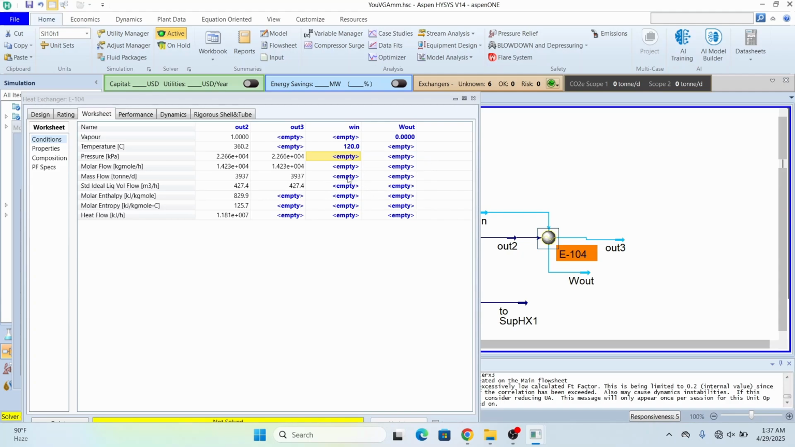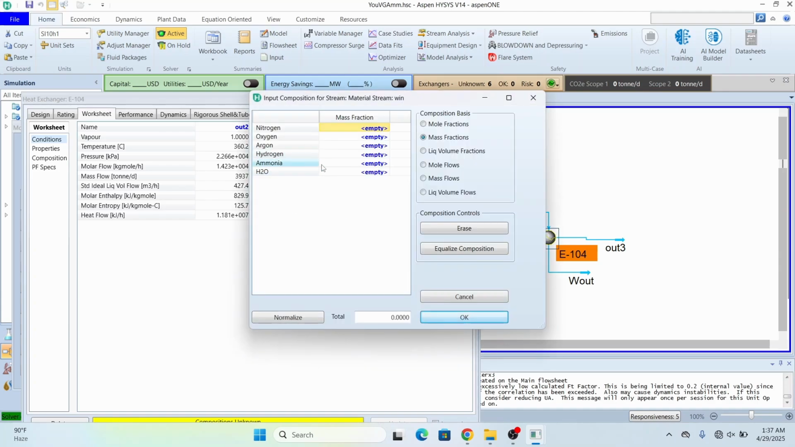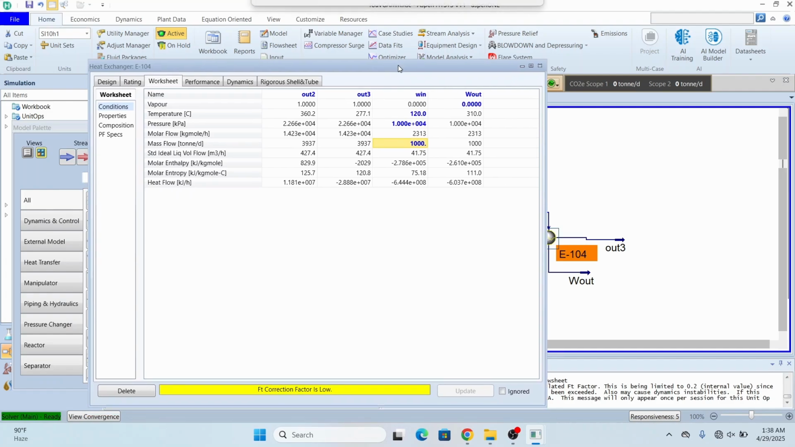So the molar flow rate of water is 1000 tons per day. Sorry, 1000 tons per day. I will double click on it and press this one. If I drag it a little bit above, you can see that it is not converging because this temperature is low and this temperature is high.